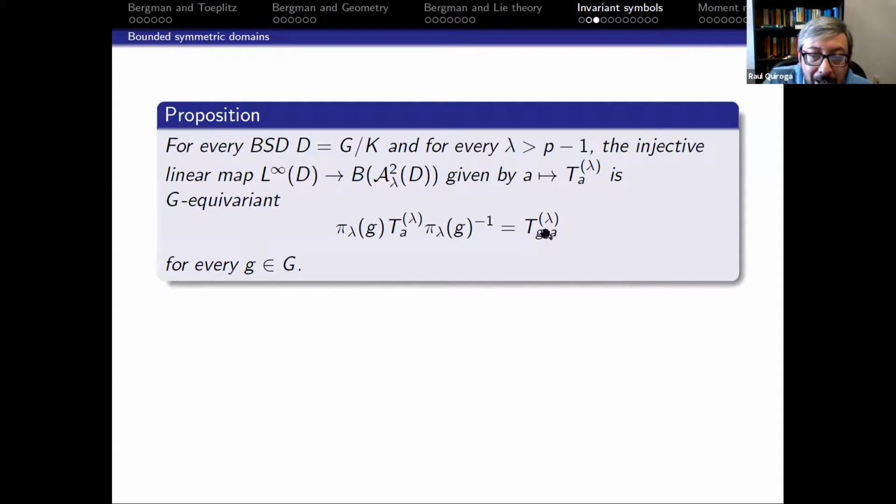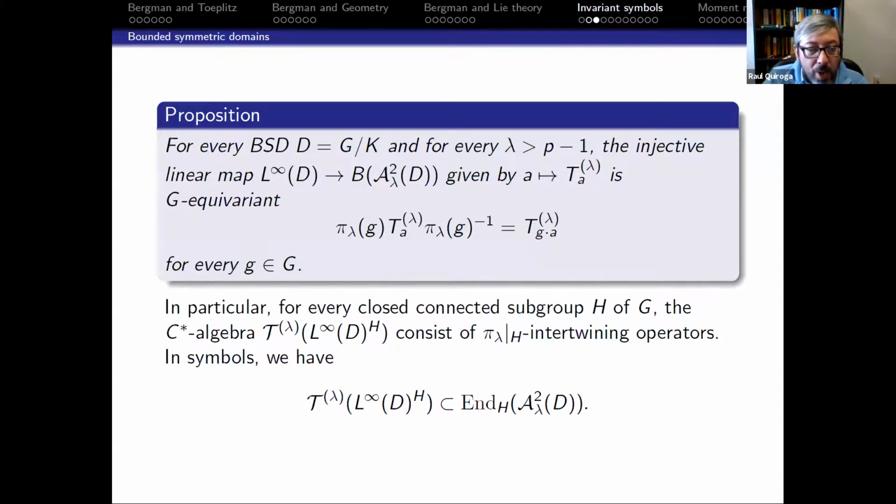So when you have a symbol that is invariant by some group, there is some commutativity between the Toeplitz operator and the representation that you are considering. There is some intertwining property. So the following holds. If you take a closed subgroup H, consider the C-star algebra generated by Toeplitz operators with H invariant symbols, then, restricted to H, all these elements are intertwining operators for these representations.